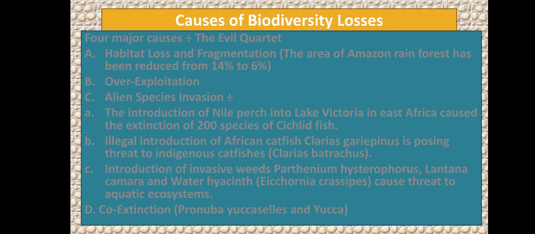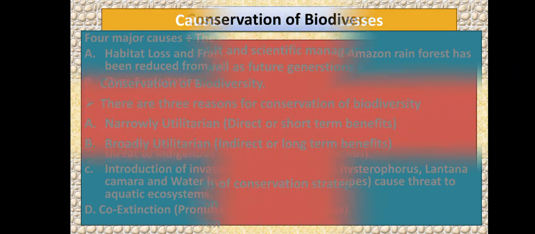These are in mutual relation. When one species evolves with the help of another species, and the host species is lost, the guest species also gets lost. These are the four main causes of biodiversity loss. Once again, it is habitat loss and fragmentation, over exploitation, number three alien species invasion, and number four co-extinction.